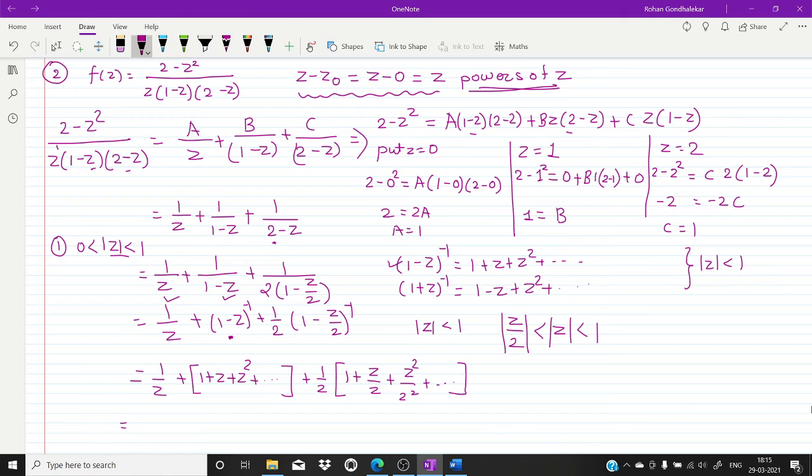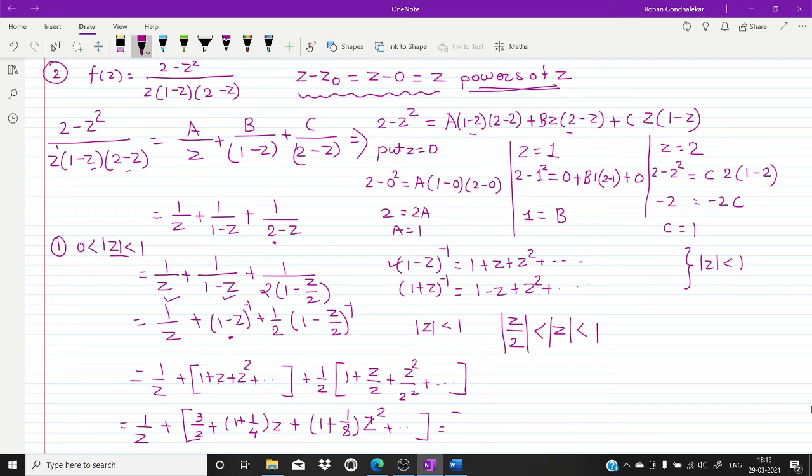Now you can combine this 1 upon Z plus, see, 1 plus 1 by 2, that gives 3 by 2. Then plus Z and 1 by 2 into Z by 2, that gives 1 plus 1 by 4 into Z plus 1 plus Z square coefficient is 1, and here the Z square coefficient is 1 upon 2 square, that is 1 by 4, and this outside 1 by 2.